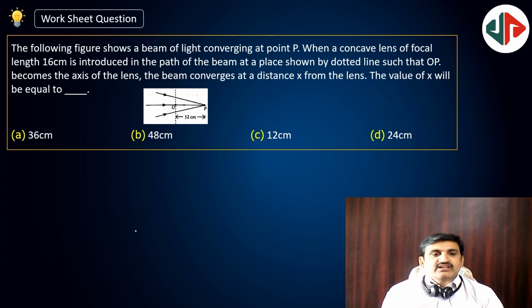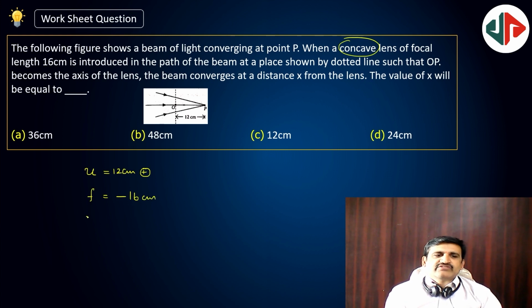So here initially rays are converging at P. That means you can take P as the object. So object is at what distance? 12 centimeter. Of course it's positive, you need to consider because it is on the right side only. And focal length is 16 centimeter, but it's a concave lens, so minus 16 centimeter. Then final image will be formed at, lens formula is 1 by v minus 1 by u is equal to 1 by f.